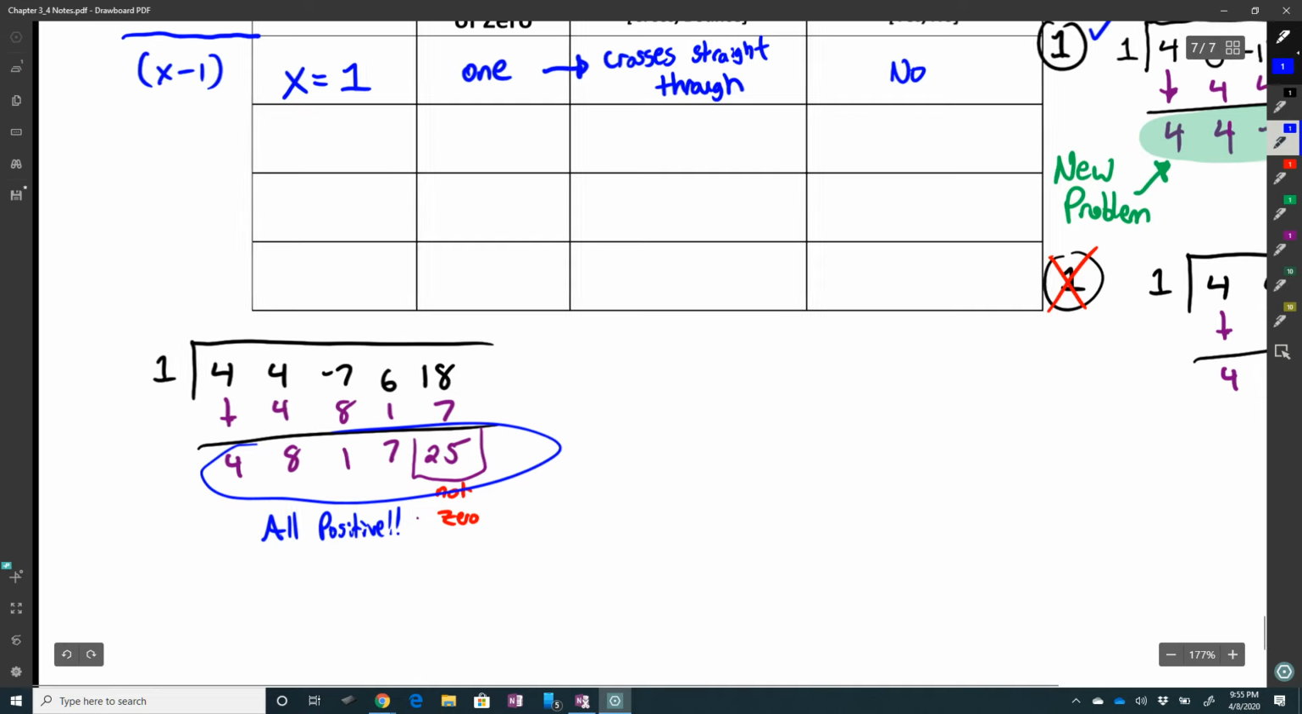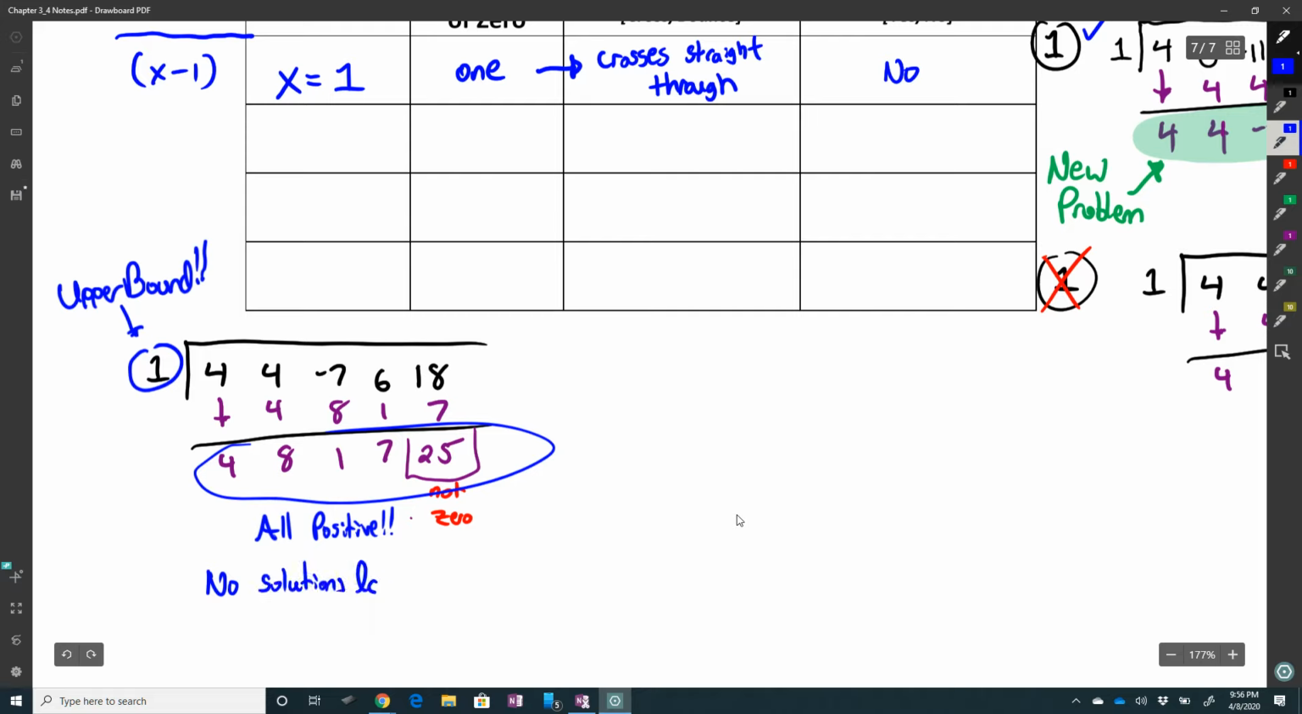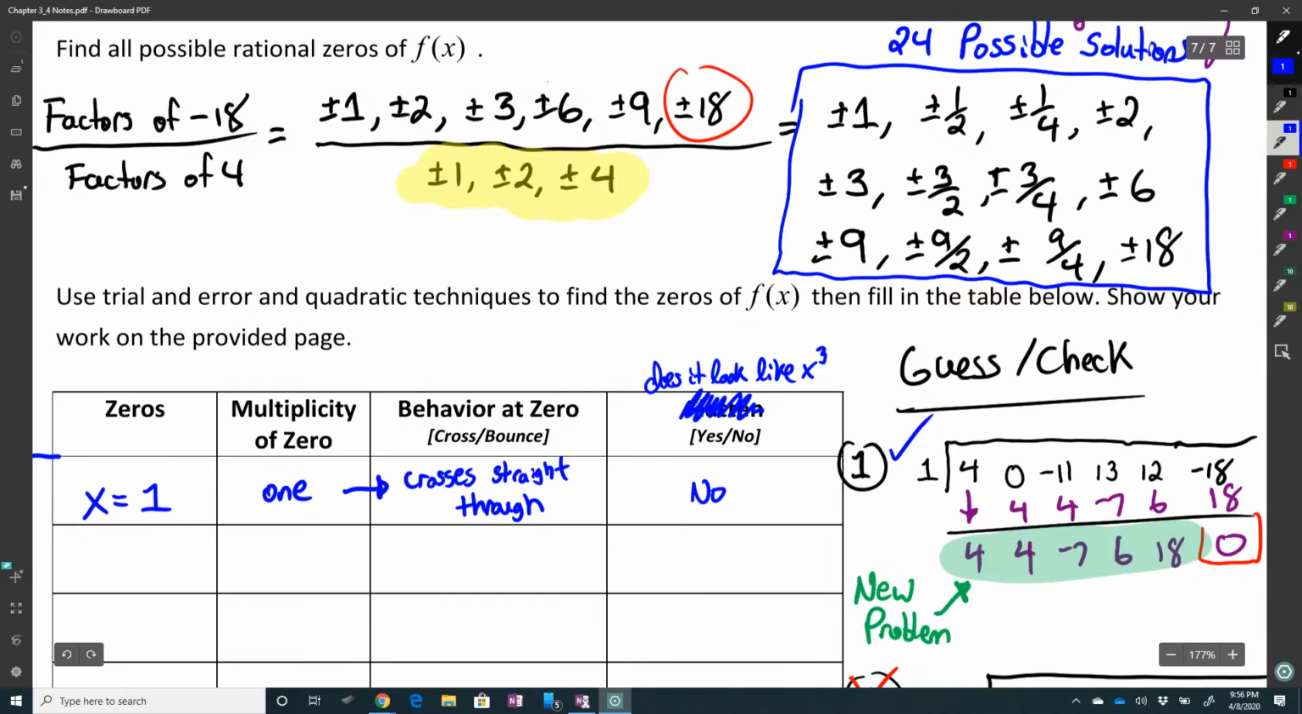That means that now that we've made the problem smaller, 1 becomes my upper bound. So that means that there's going to be no solutions larger than 1. Or at least for this new polynomial, there's no solutions larger than 1. So look at all the answers that I have that are larger than 1. I'm going to get rid of 2.